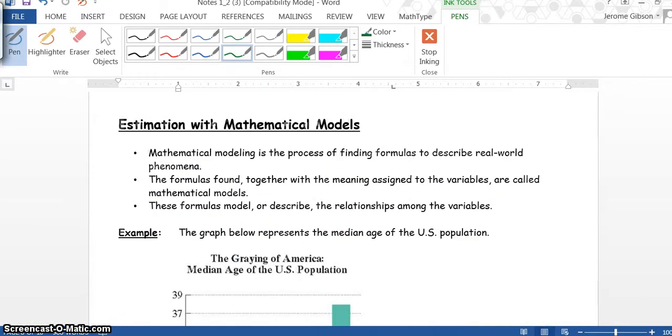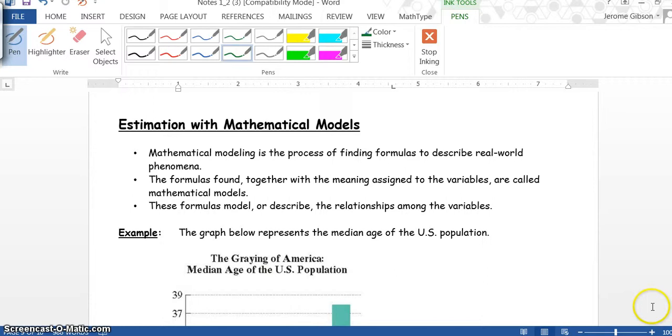Now, we scroll to the next page. It says estimation with mathematical models. Mathematical modeling is the process of finding formulas to describe real-world phenomena. The formulas found, together with the meaning assigned to the variables, are called mathematical models. These formulas model or describe the relationships among the variables.